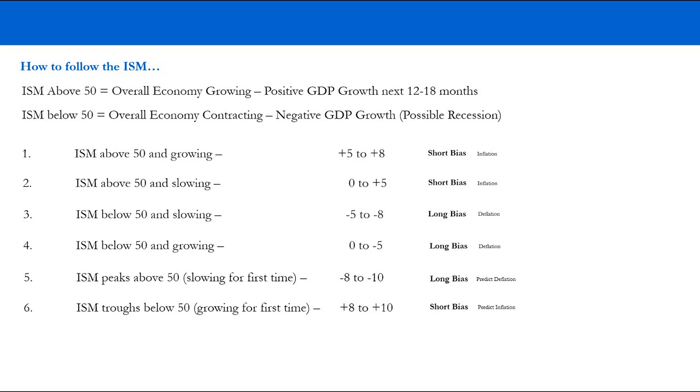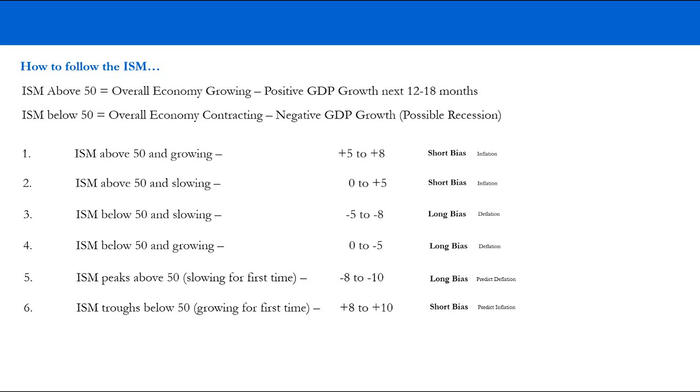So the ISM, let's say, is well below 50, but it's now turned around. It's troughed for the first time. So we have peaks above 50 and we have troughs below 50. So this could be the end of an extremely contractionary GDP period. And the ISM is predicting that in 12 to 18 months' time, the economy may have bottomed in terms of its contraction. So now we're growing for the first time.